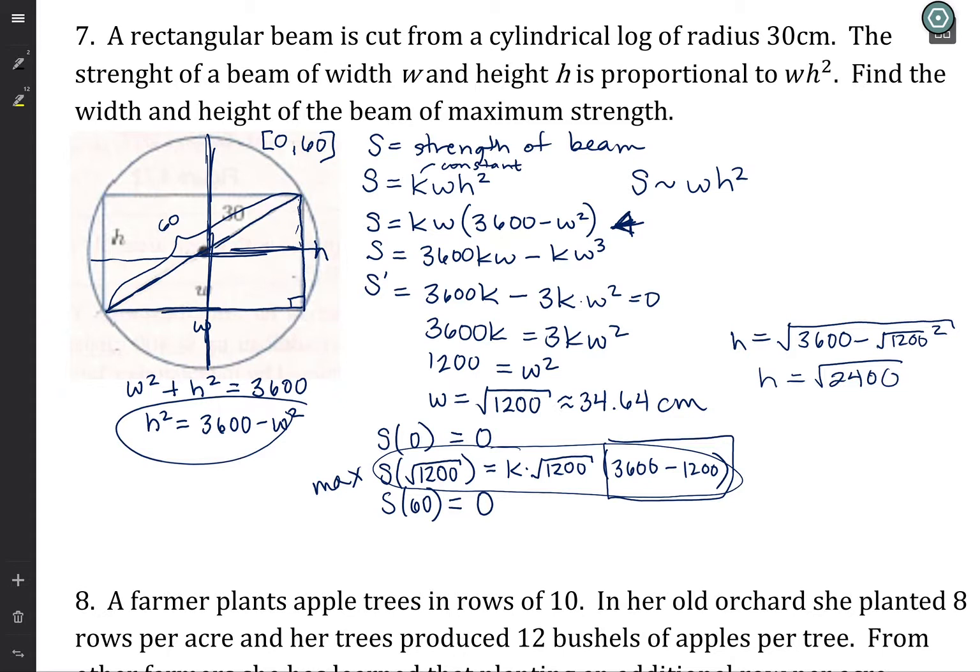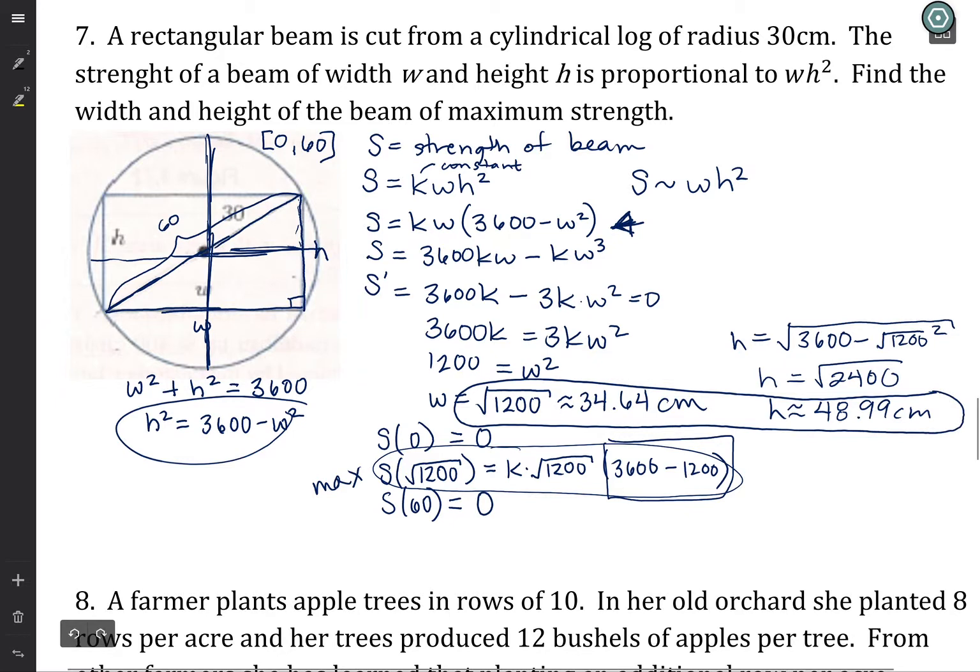is about 48.99, really close to 49. 48.99 centimeters. So this pair right here is our answer. Okay, thanks for watching.